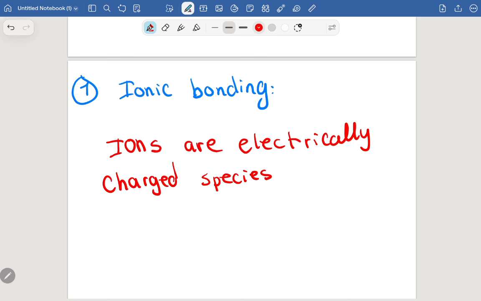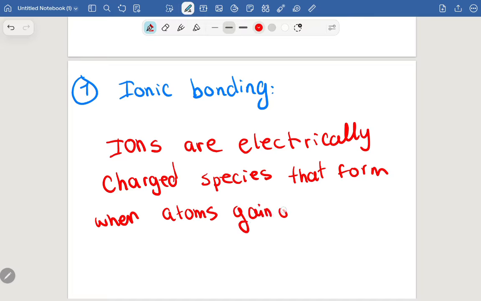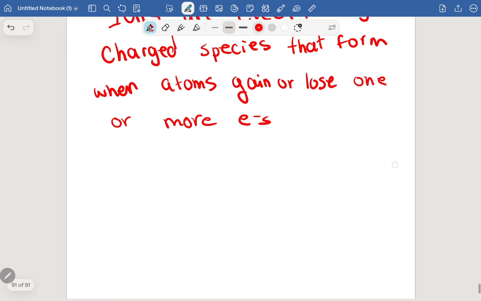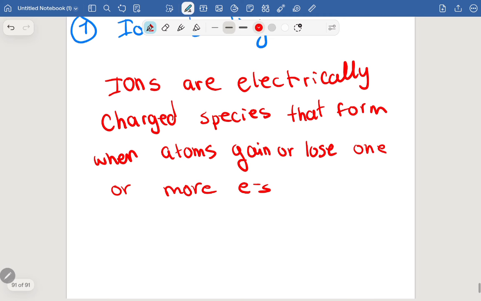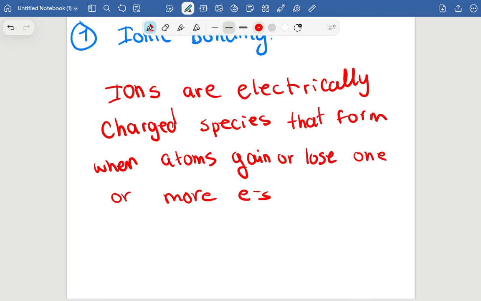So, how do ions form? They are formed when atoms gain or lose one or more electrons. E- means electron. So ions are electrically charged species, either positive or negative, that are formed when atoms gain or lose electrons.